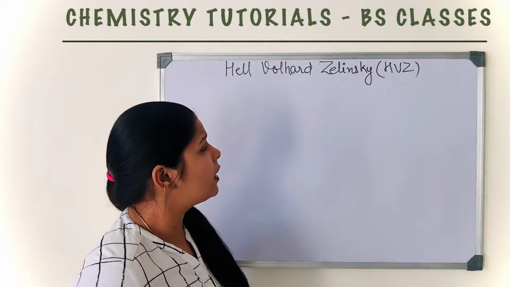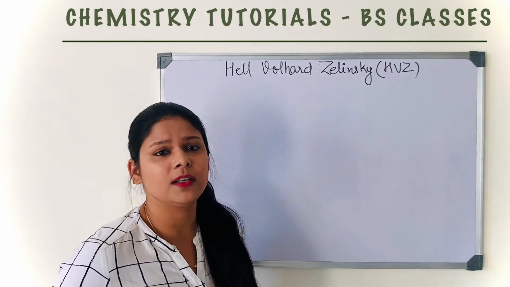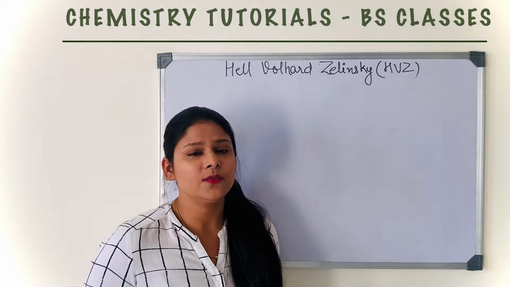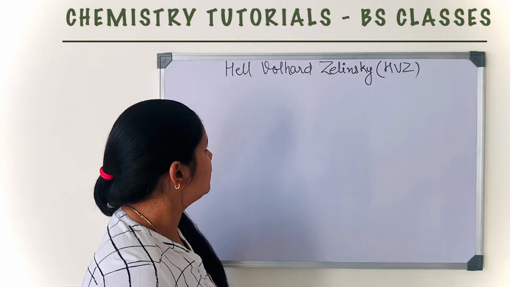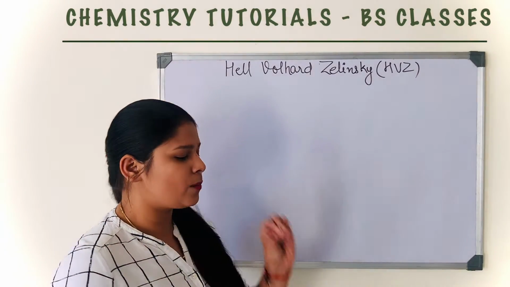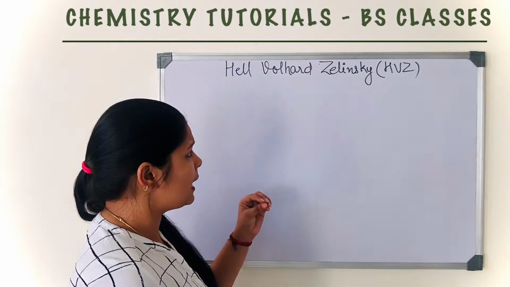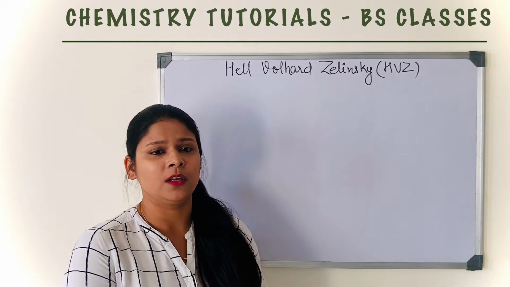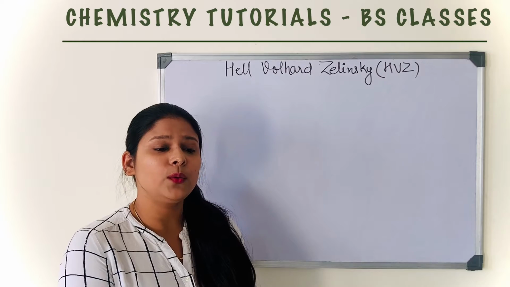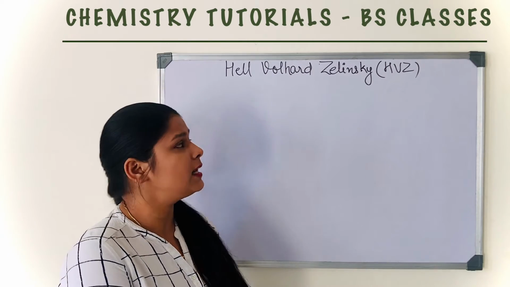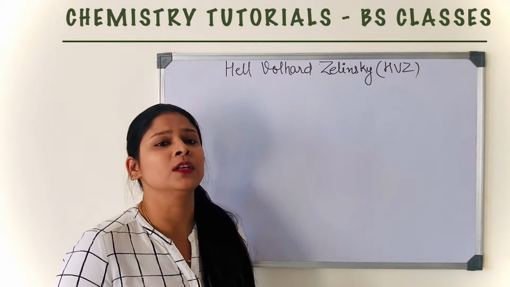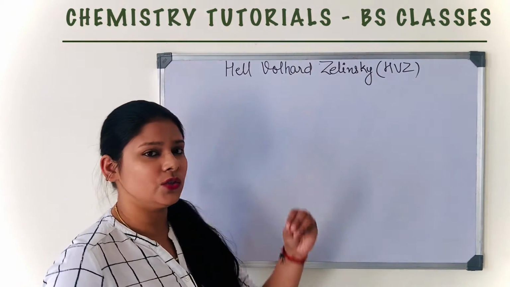In today's video, I'll teach you another name reaction, that is the Hell-Volhard-Zelinsky reaction, HVZ. This is a very special reaction, and this reaction is performed on carboxylic acid. Basically it is the halogenation of carboxylic acid. When the carboxylic acid having alpha hydrogen is treated with red phosphorus, then alpha hydrogen is replaced by halogen, then this is called HVZ.